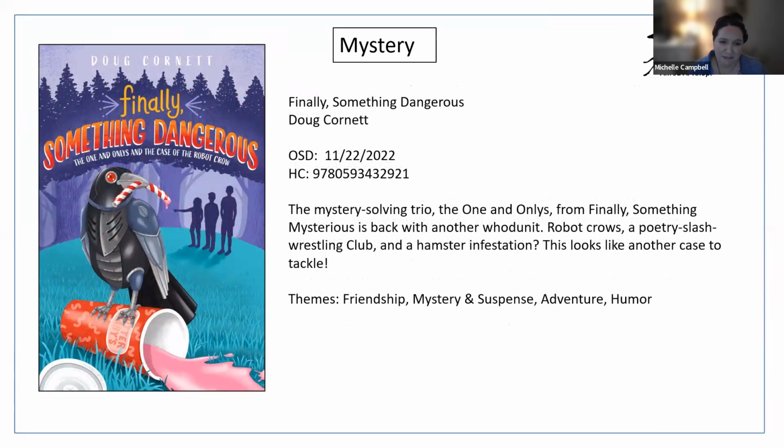This mystery-solving trio, the One and Onlys, from Finally Something Mysterious, is back with another whodunit, featuring robot crows, a poetry/wrestling club, and a hamster infestation. Shanks and the crew are determined to find how everything is interconnected to crack this new case. Strange? Yes. Dangerous? We hope so. Put this in the hands of fans of Carl Hiaasen. And now back to Emily.